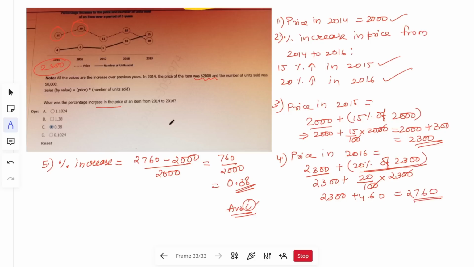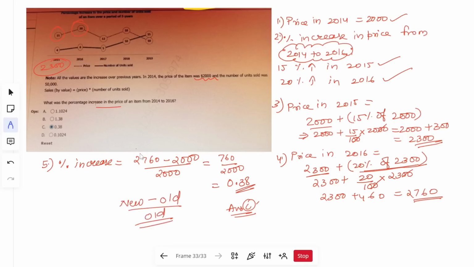Now what we have to find out is the percentage increase from 2014 to 2016. Whenever you have to calculate percentage increase over a duration of time, you take the new price minus the old price, divided by the old price. This will give you the final answer.